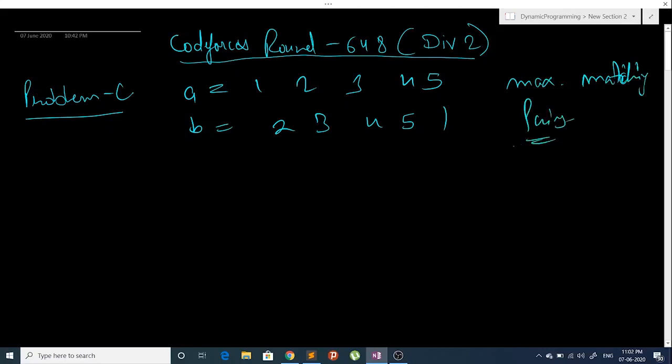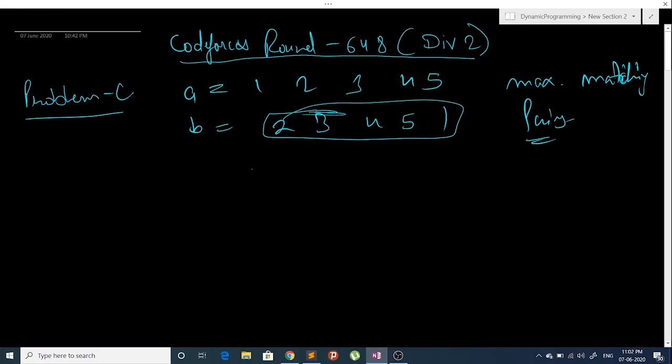So how can I solve this problem? The brute force solution can be that we try out all the possible rotations of array B, find the total matching pairs for each rotation, and update our answer to the maximum matching. So this is the brute force solution. What will be the efficient solution here?